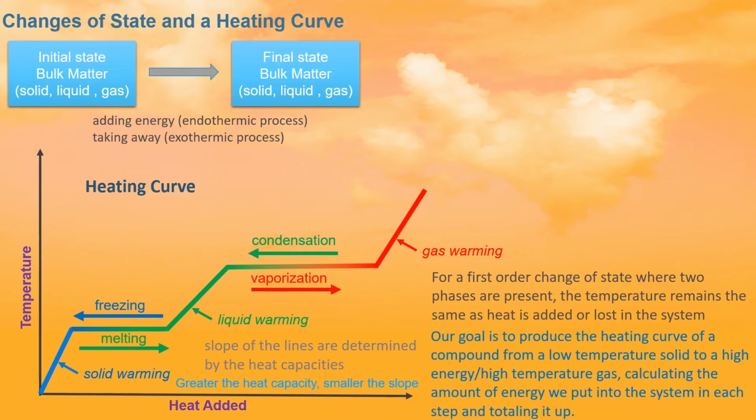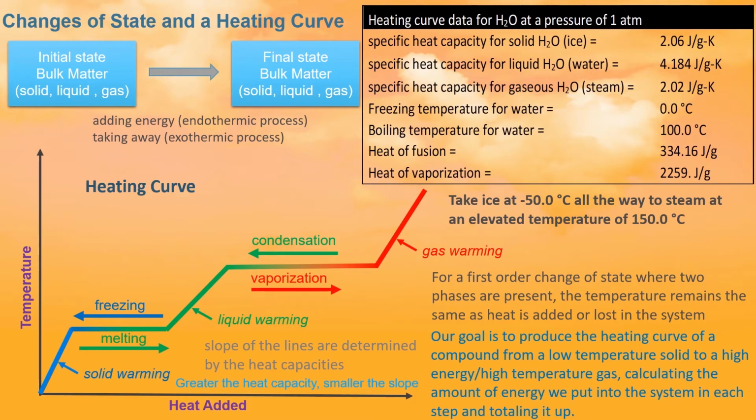Our goal in this next example is to produce the heating curve of a compound from a low temperature solid to a high energy, high temperature gas, calculating the energy at each step and region of the heating curve. The compound we'll work with is water. Let's produce a heating curve beginning with ice at minus 50 degrees Celsius, taking it all the way to steam at a temperature of 150 degrees Celsius.